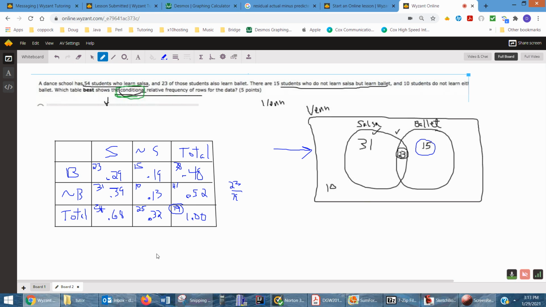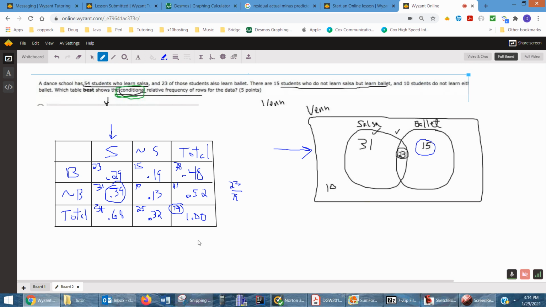The conditional relative frequency means that you can answer questions like this. If somebody's taking salsa, what is the probability that that person is not taking ballet? So taking salsa is this column, and not taking ballet would be this, and that would be the answer to the question.